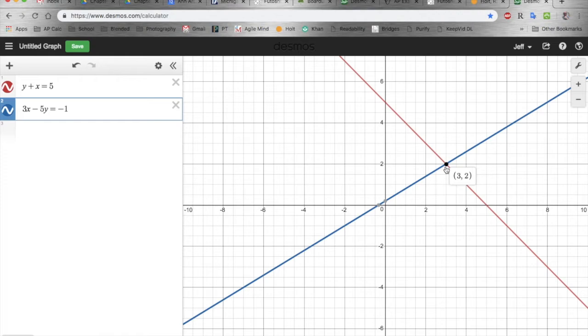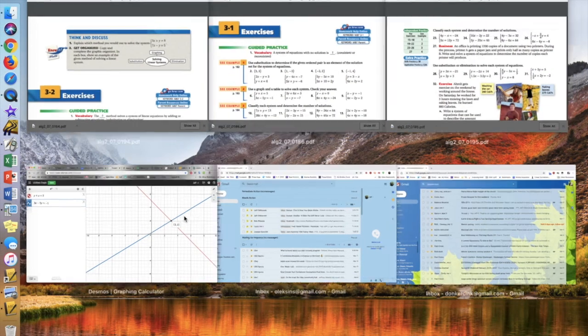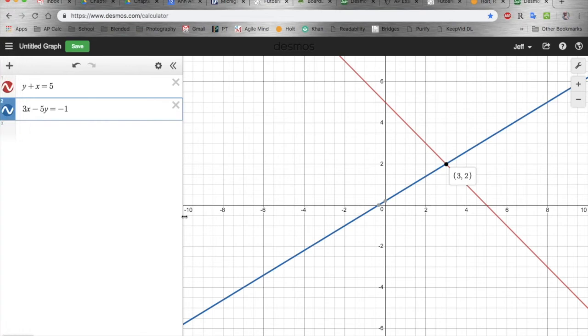This is what you're trying to find when it says solve a system of equations. You're trying to find the point where they intersect. This is the point where they intersect, 3, 2, and that is your answer. That's your solution to the system. Graphing is always okay. 3, 2 is your solution to the system.